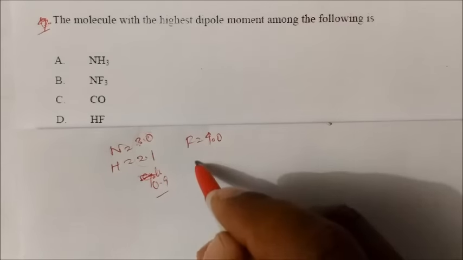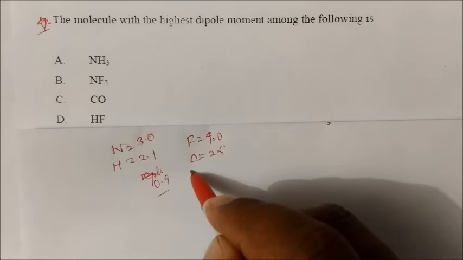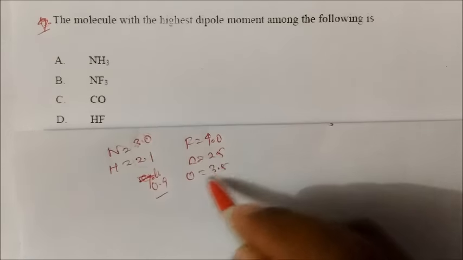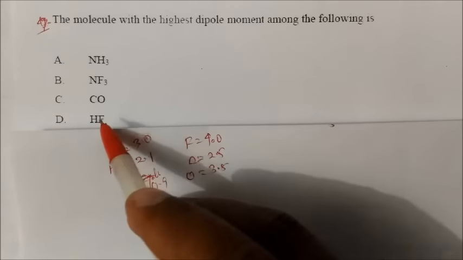Again for carbon, carbon is 2.5, oxygen is 3.5. So again the difference is 1. So almost they are the same. So carbon is the same here.